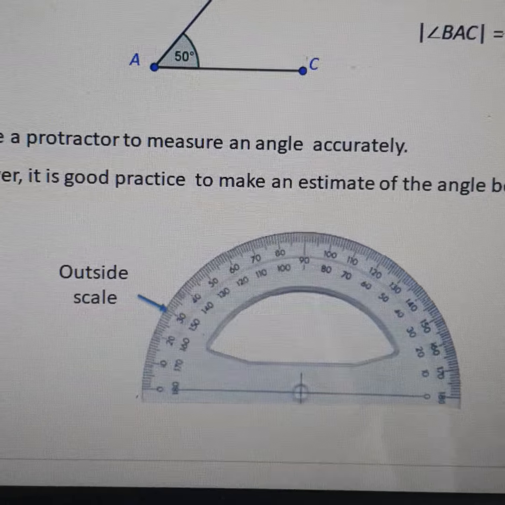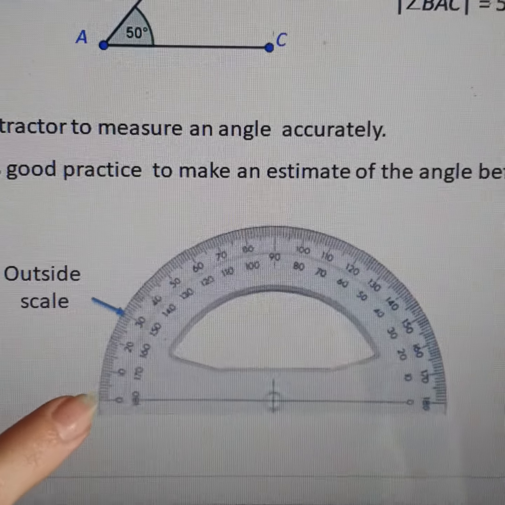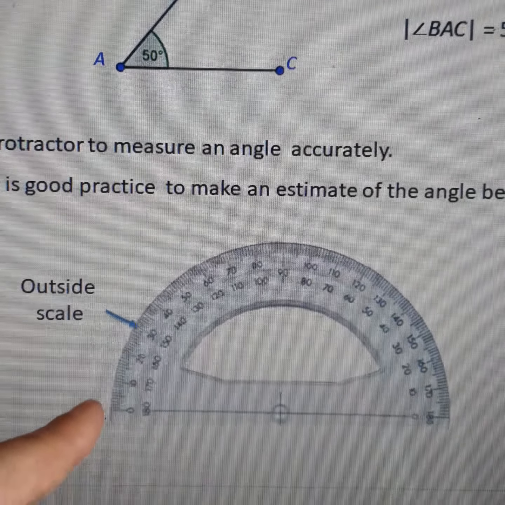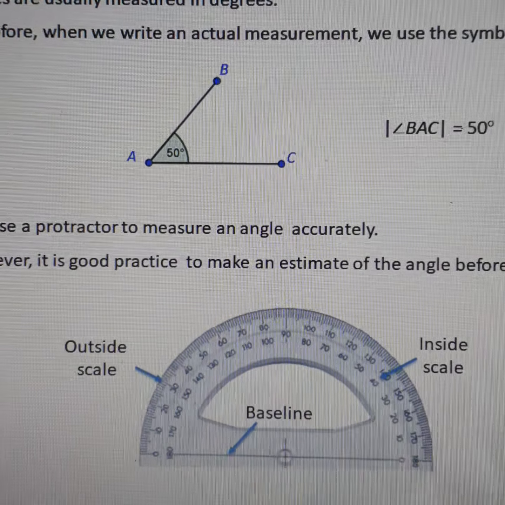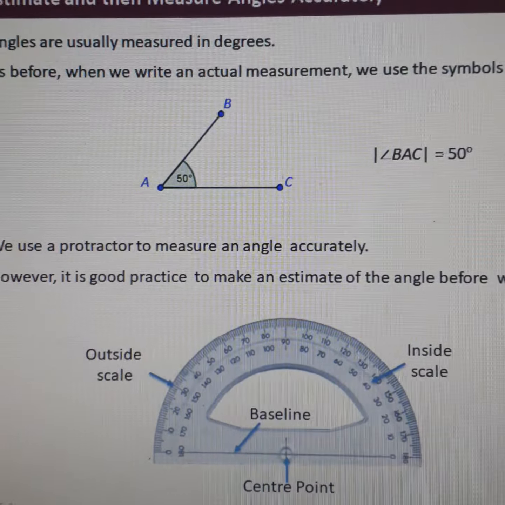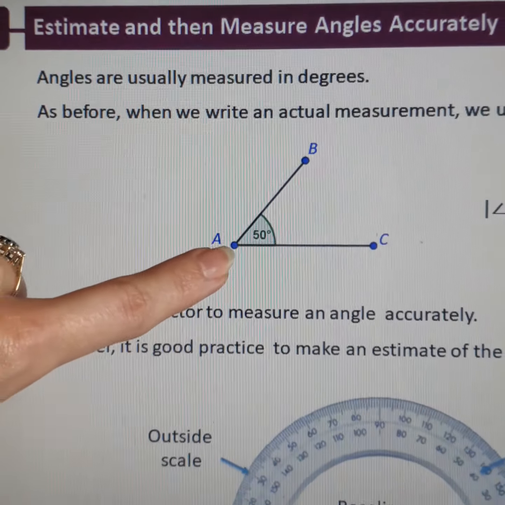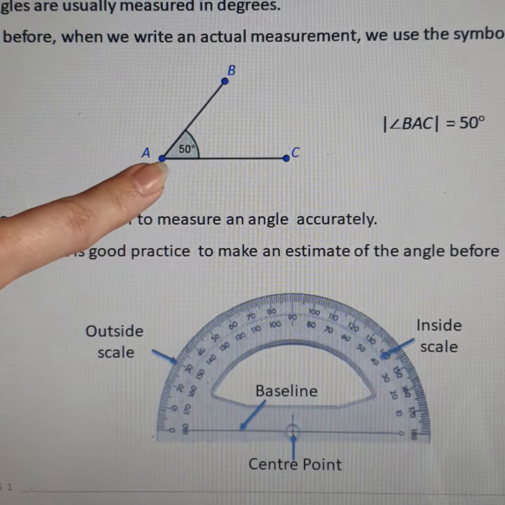We can see that we have the outside scale. Along here we have the outside scale, which always starts from 0. If we're measuring an angle from this way, we would go with the outside scale. However, if we're measuring an angle from this side, we go with the inside scale because it has to start at 0. The baseline is along here. This is where you would put your baseline if you're measuring an angle, to help you even it up, and then you'd measure your angle. And that's your center point. The center point goes in conjunction with the corner of the angle, where the angle is.